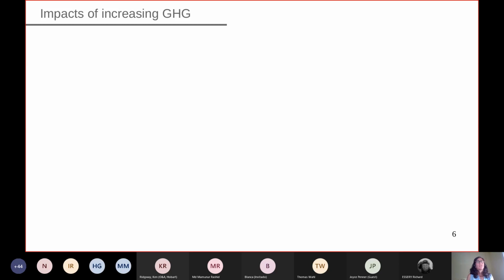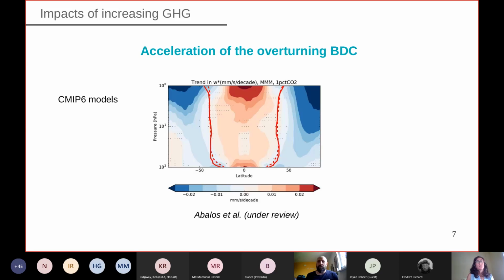So, what are the impacts of these external forcings on the Brewer-Dobson circulation? Let's start with increasing greenhouse gases. It's well established now that increasing greenhouse gases accelerate the overturning Brewer-Dobson circulation. And so I'm showing here a figure for this latest generation of climate models, the CMIP6 models, and in particular here, these are runs with increasing CO2.